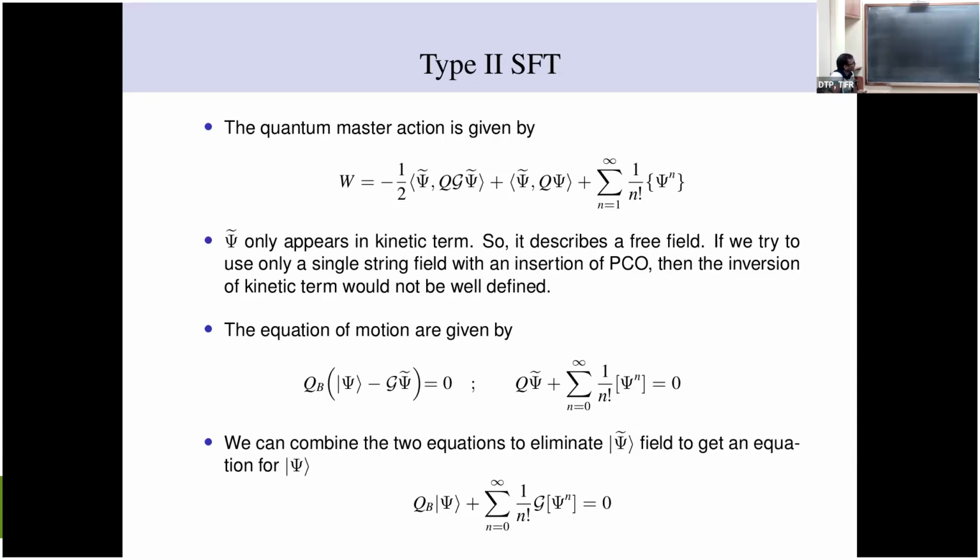And the equation of motion now takes this form. If you vary with respect to psi tilde, you get this first equation, QB acting on psi minus curly G psi tilde equal to 0. And if you vary with respect to psi, you have this equation. You can combine these two equations to eliminate psi tilde, and you get the equation of motion for psi. Roughly speaking, you can integrate out psi tilde.